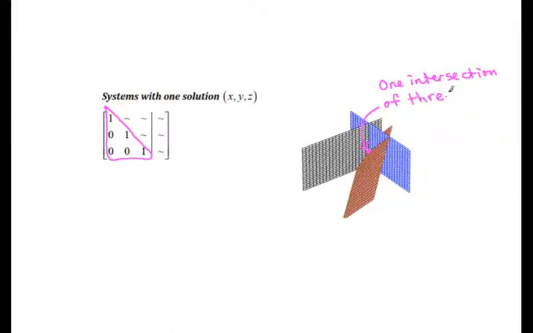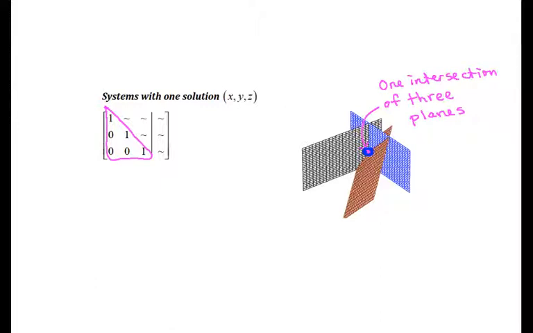Linear equations in three variables are equations of planes. So like a wall or a floor or a ceiling. So the normal case is where we get one solution when we put everything together. You can see that these three planes all intersect in one point.